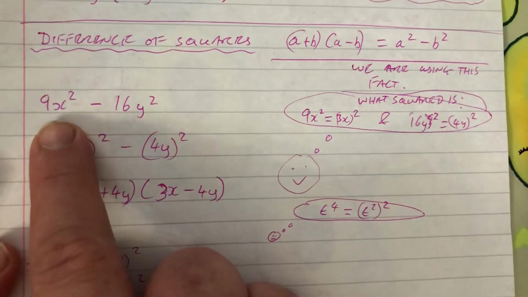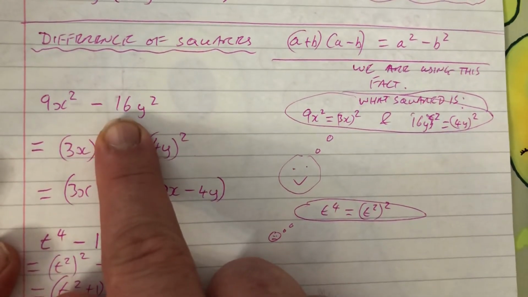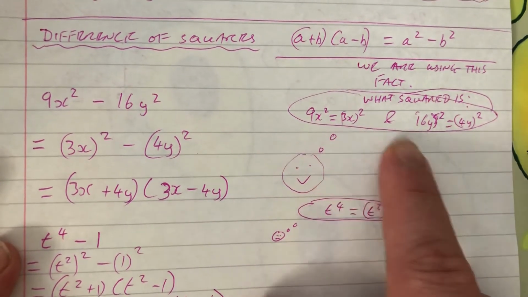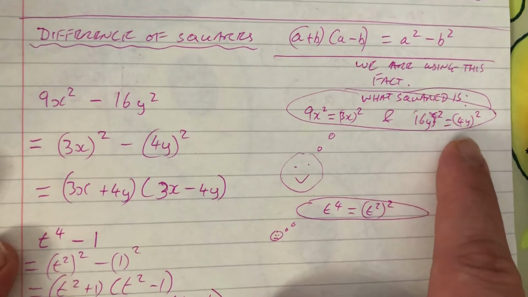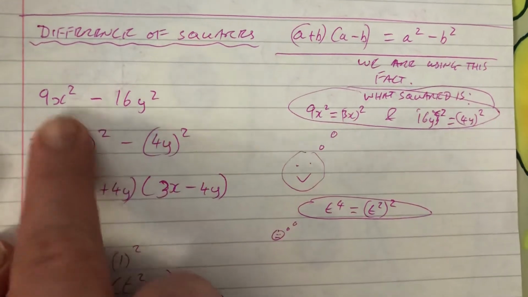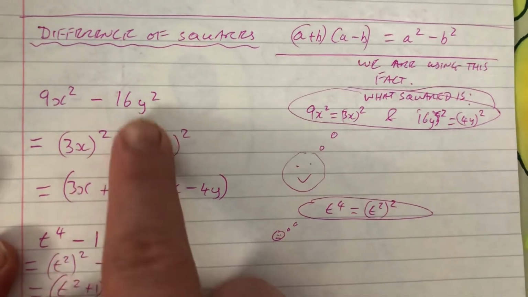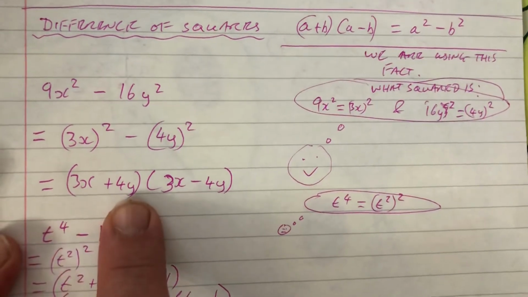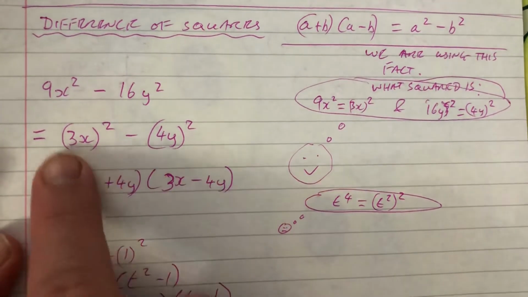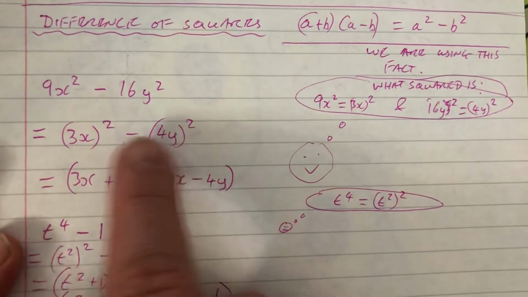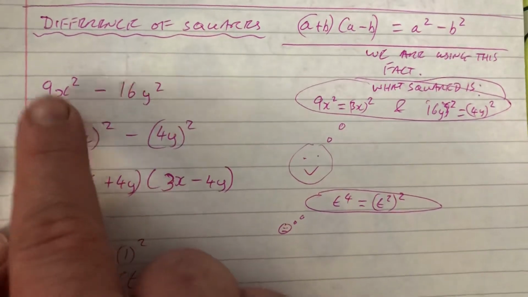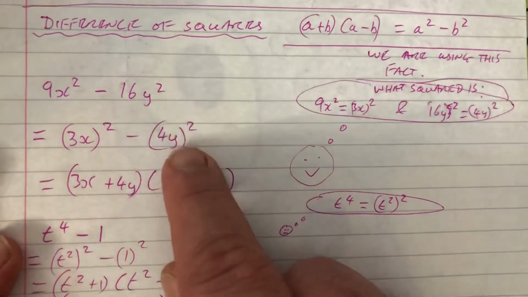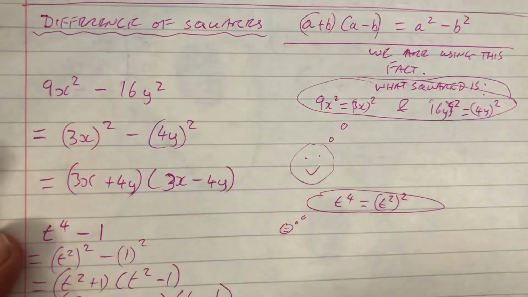So what we're looking at is 9x squared minus 16y squared. So what squared is 9x squared? Well, that's 3x all squared. And what squared is 16y squared? That's 4y all squared. So that becomes 3x all squared. This becomes 4y all squared. We have it in this form, so it's 3x add 4y, 3x minus 4y. You don't need to put that line in. I'm just showing you have to get some whole thing squared, some whole thing squared. You can't just do 9x squared and 16. You've got to actually go down to that level.